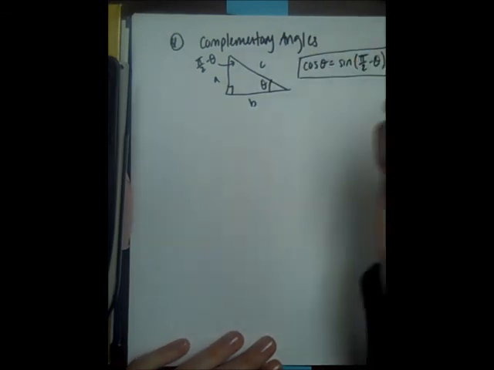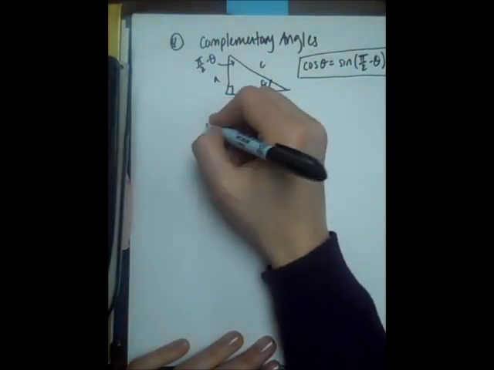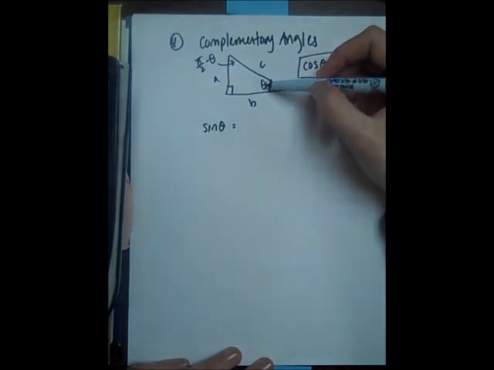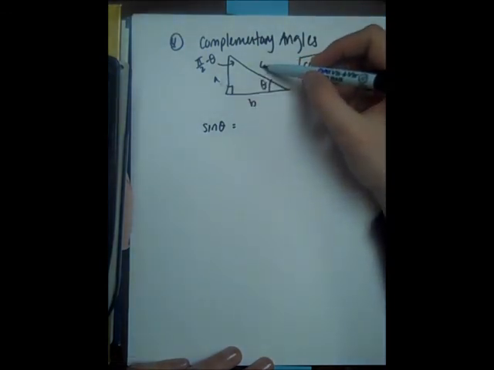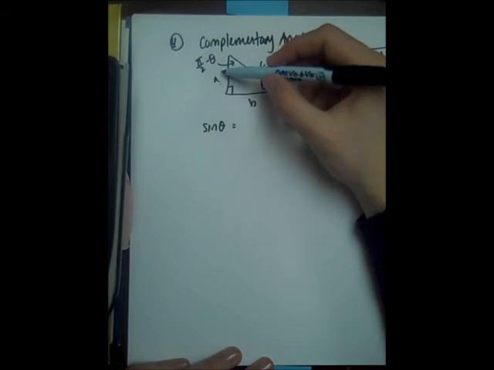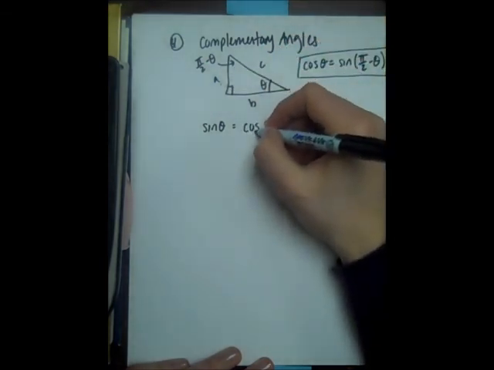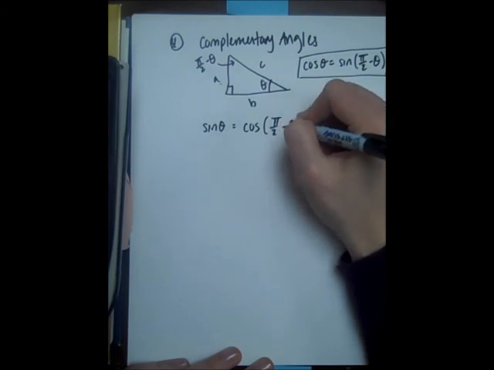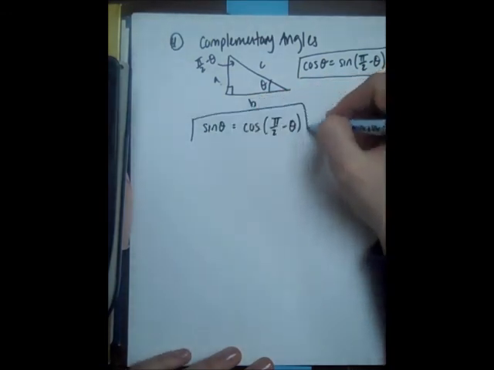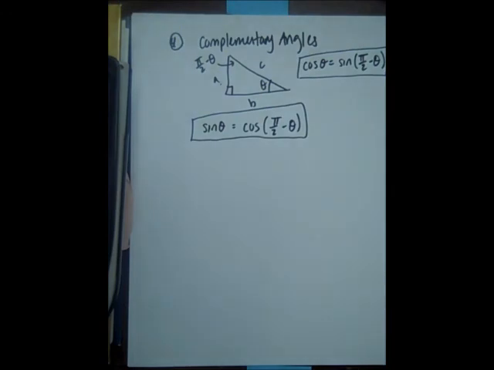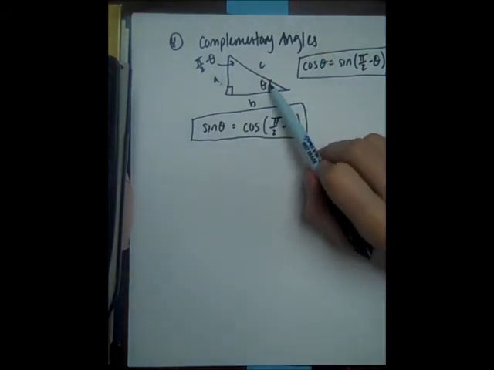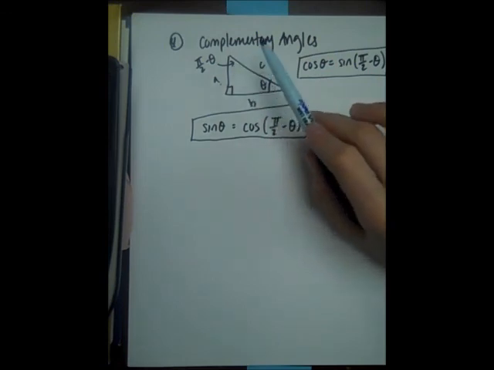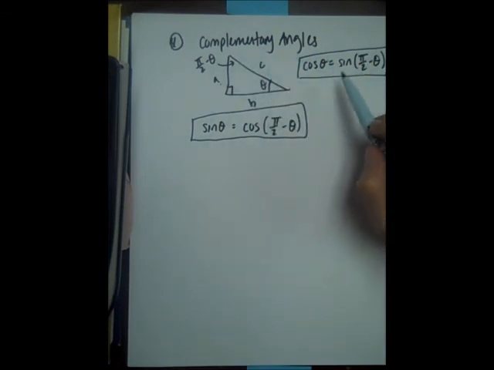Along with this, I can look at sine of the angle. So what's the sine of this angle? Well, that's going to be a over c. And what's the cosine of this angle? Also a over c. So sine of an angle is going to be cosine of pi over 2 minus that angle. So what does this mean? It means if I have an angle and I'm taking sine of it, that's the same as taking cosine of pi over 2 minus the same angle, and vice versa. These kind of go together.